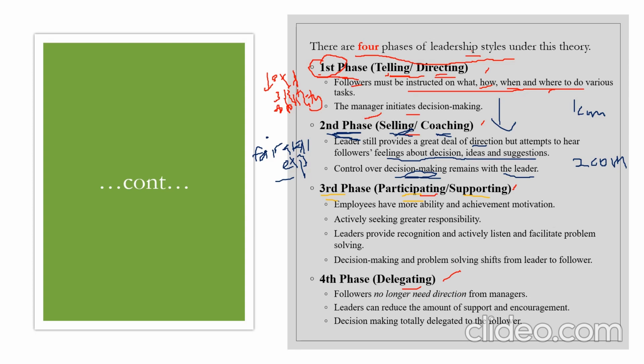So at this phase, employees have more ability and achievement motivation. And employees now are seeking greater responsibility. Maksudnya, employee ni sekarang dah minta banyak kerja, banyak tugas because they have a lot of knowledge. So they want more tasks to perform in order to gain more knowledge and more experience. So they ask for tasks and responsibilities from the leader.